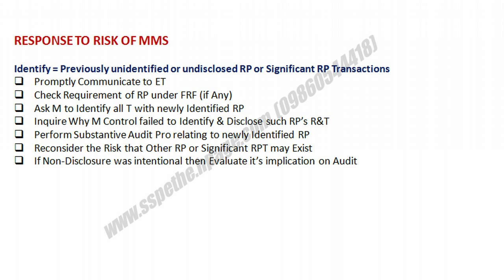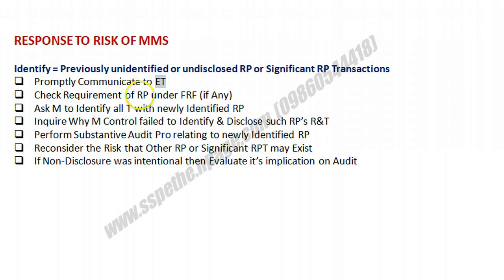Now, once you identify the risk of material misstatement, how you have to respond to such risk. Identify previously unidentified or undisclosed related parties or significant related party transaction. First, try to understand, identify such things, related parties. Promptly communicate to engagement team. First thing you have to do is to communicate to engagement team about such relations.